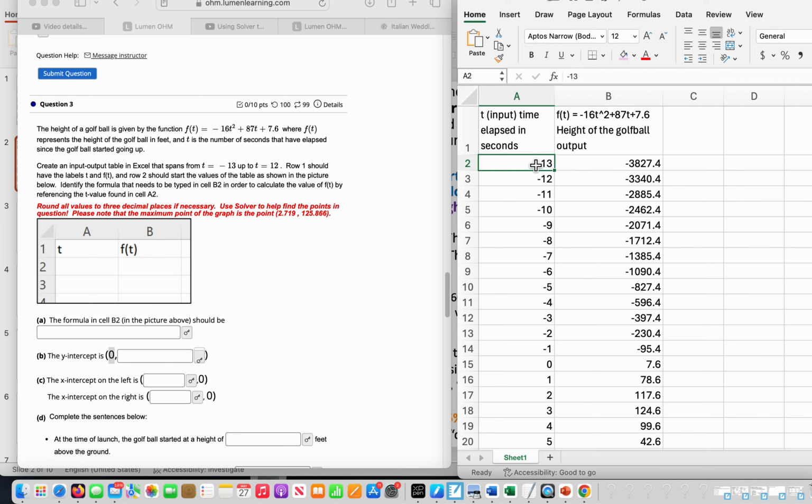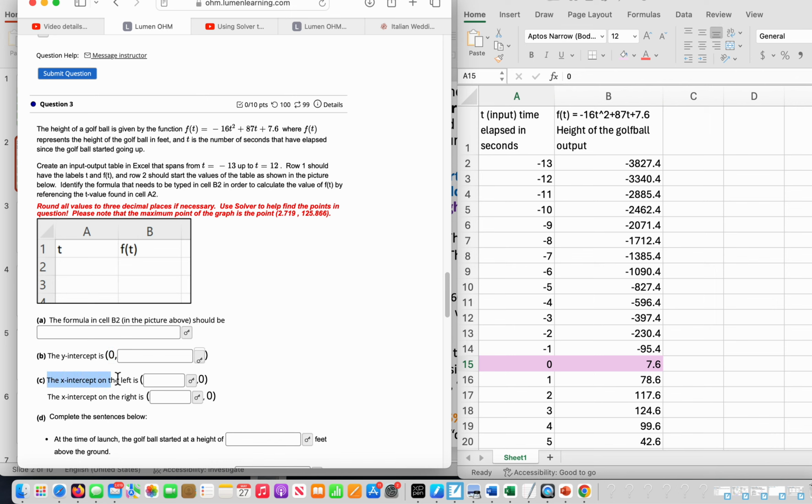So I'm going to come down here, or when my input is 0. So when I come in my table here, I come down. Well, here's where my input is 0. When my input is 0, my output is 7.6, meaning at time 0, the height of the golf ball is 7.6 feet high. Okay, because it told us the height is in feet. So I would just enter 7.6 here.